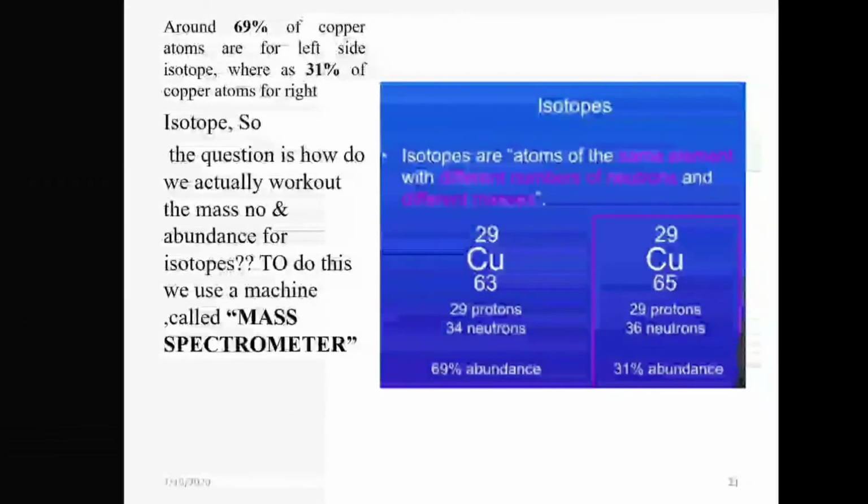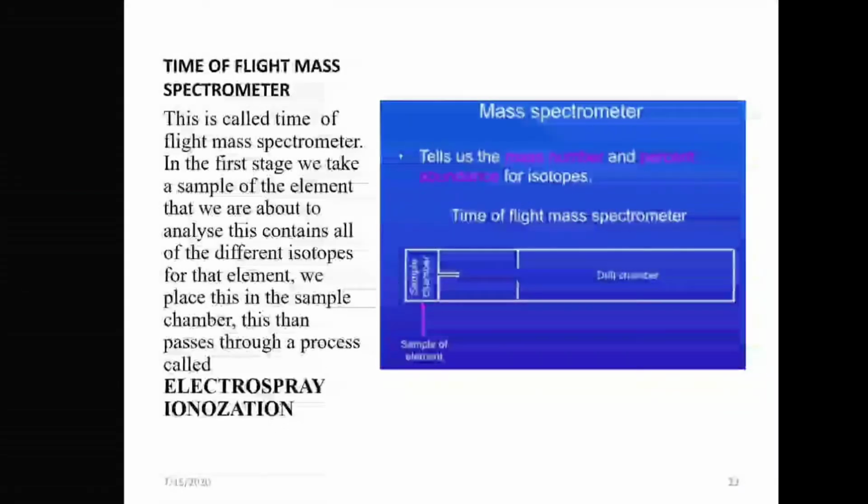To do this, we use a machine called a mass spectrometer. Now let's come to the time of flight mass spectrometer, which is also called TOF MS. You can see here it has a sample chamber where a sample is put, and then there is a drift chamber where something happens. This is called the time of flight mass spectrometer.